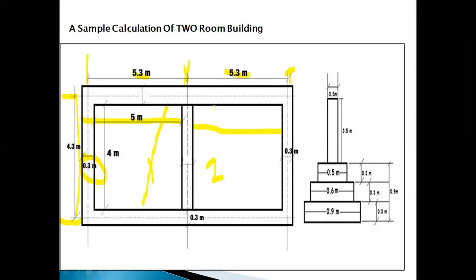Here, totally we are taking 2 long walls and 3 short walls. Similarly, here this is the plan, and similarly the cross section: CC bed, first footing, plinth level, superstructure.